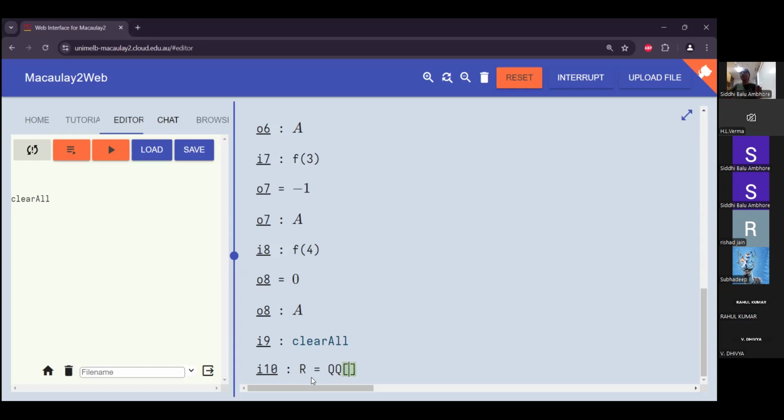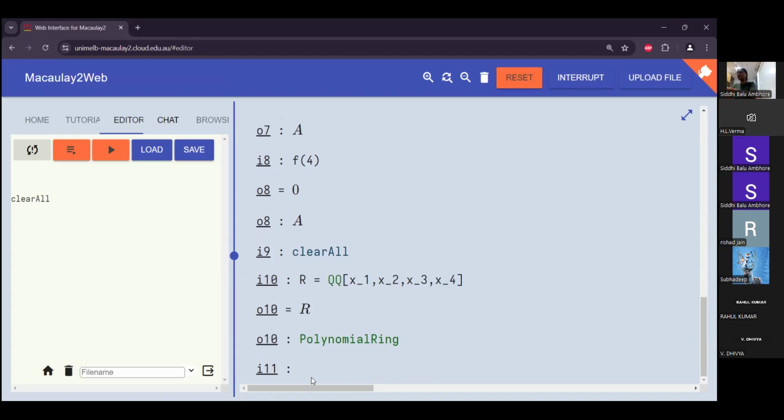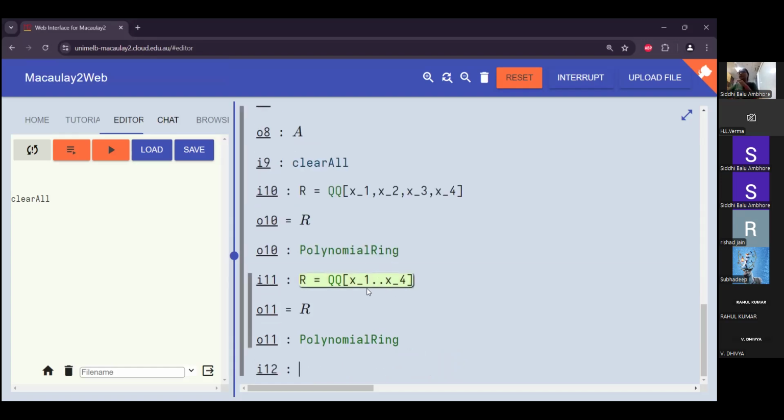I'm defining it over the ring of rational numbers, and the variables are x1. You can either write x1, comma x2, comma x3, comma x4 like this, or you can just write x1 to x4 with just two dots in between. It is a shortcut, because if you have 20 variables, what will you do? So this is the shorthand to define all these variables.